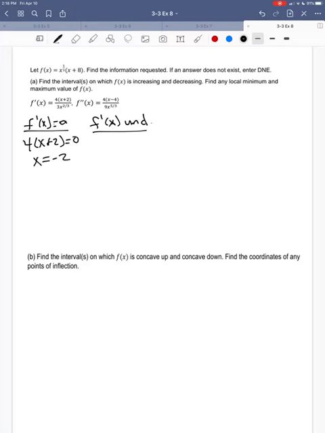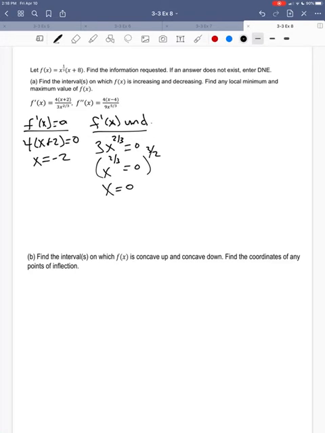Now, f prime of x is going to be undefined here because this is a fraction when the denominator is 0. So that's going to say that 3x to the 2/3 is equal to 0. If I divide by 3, that would say x to the 2/3 is equal to 0. And then I would take both sides to the 3/2 power, and that's just going to tell me x is equal to 0. So my critical numbers are x equals negative 2 and x equals 0.